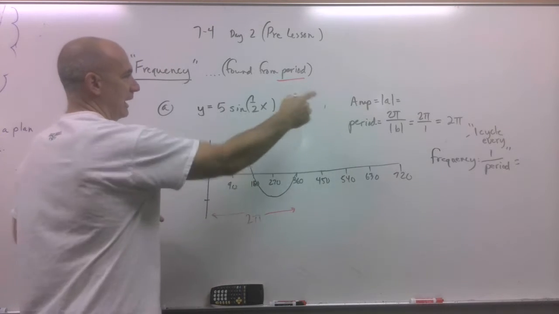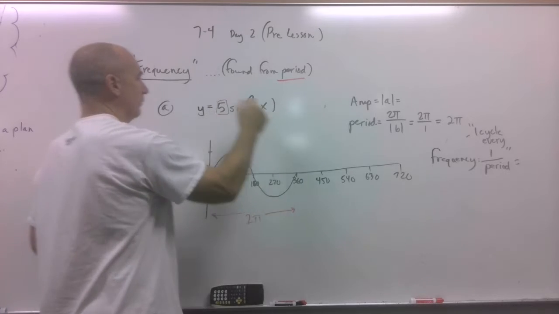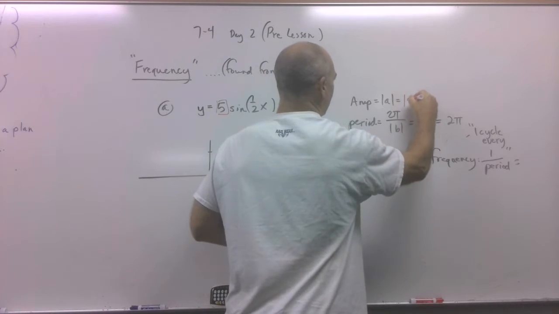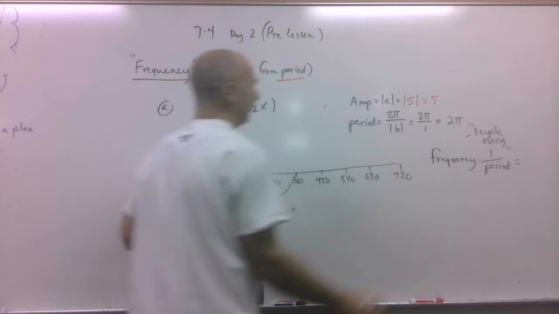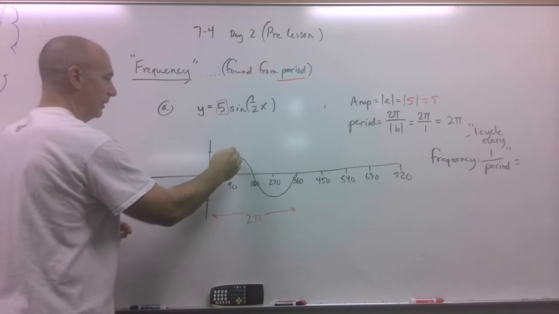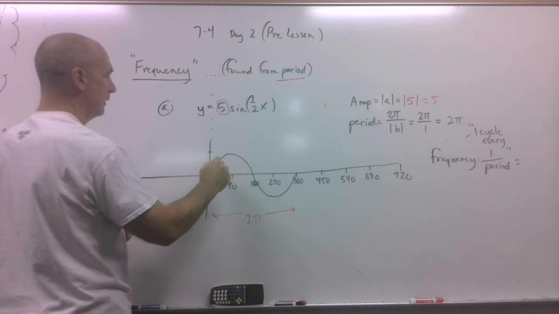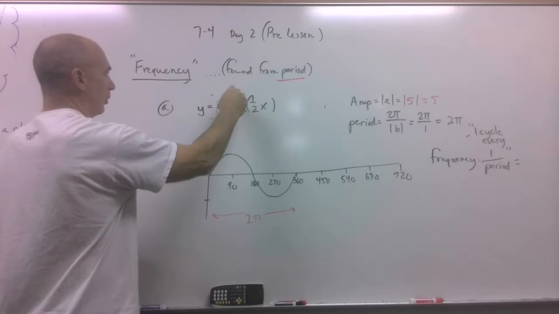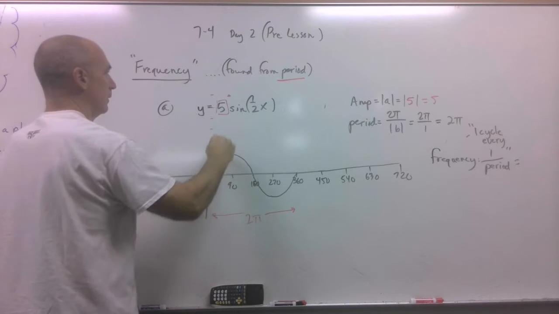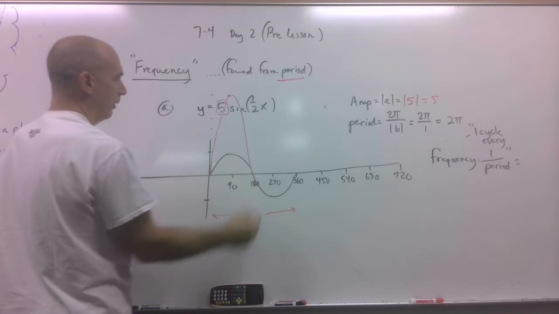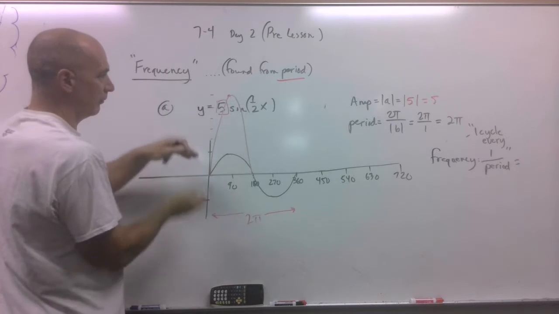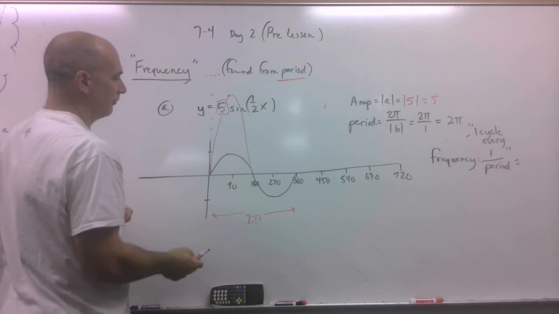let's talk about the amplitude. So we got a different A. So my amplitude is going to be the absolute value of 5, which is just 5. So instead of it being 1, we're going to go 1, 2, 3, 4, 5. And this point is just going to go right up here. It goes up and comes down. So you can see the amplitude, vertical stretch, factor of 5.